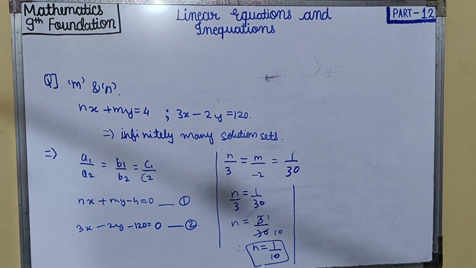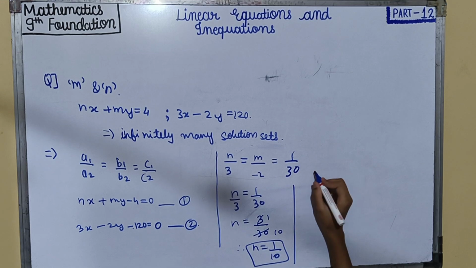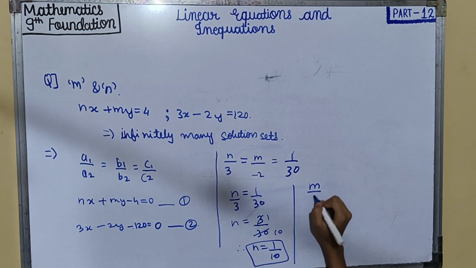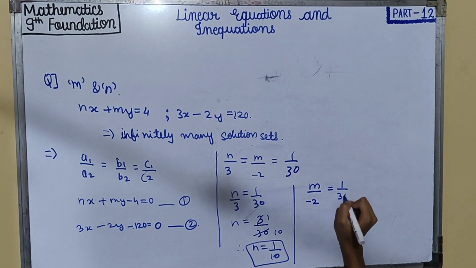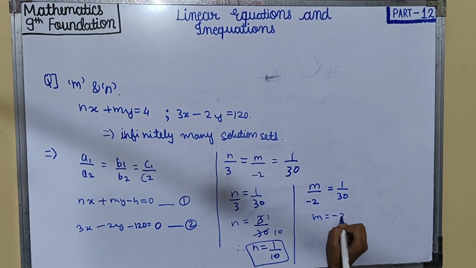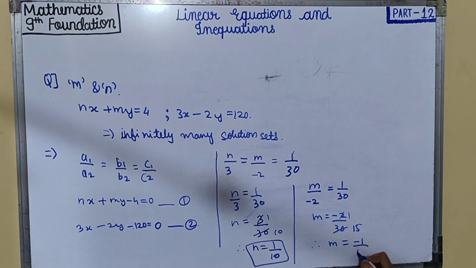And on the other hand, we'll make m upon minus 2 equal to 1 upon 30. So m would be equal to minus 2 by 30. Therefore from this we get the value of m, minus 1 by 15. Like this we have to solve and we will get the answer. I hope you have understood till this.